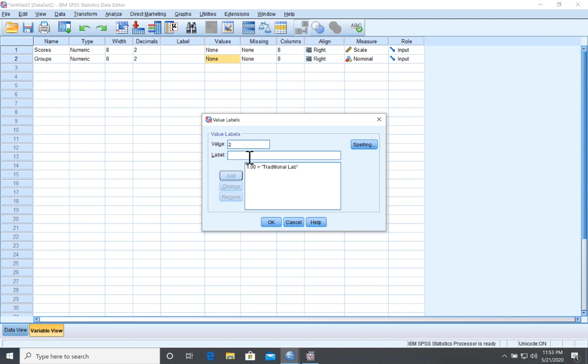The group indicated by the number 2, that was the interactive simulation software. So maybe I should just put a capital S on that software. It doesn't really matter.